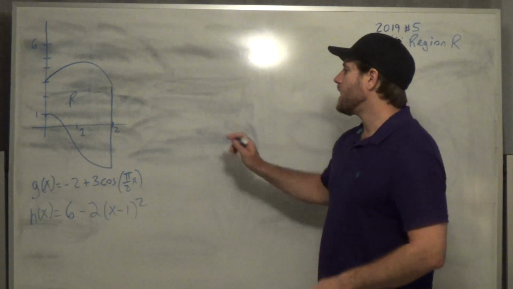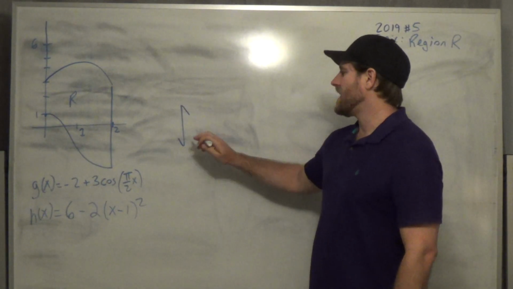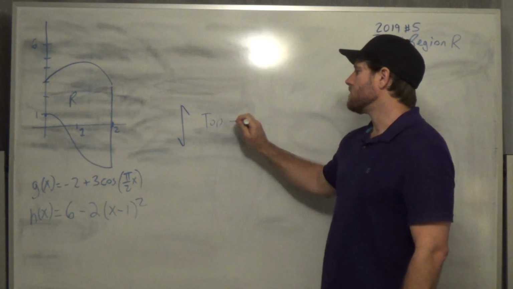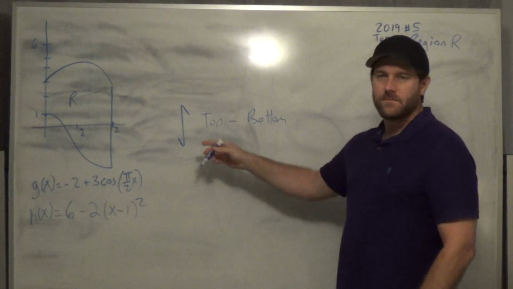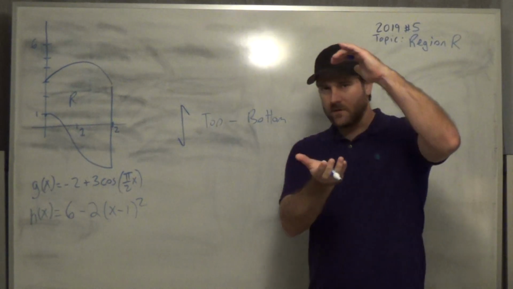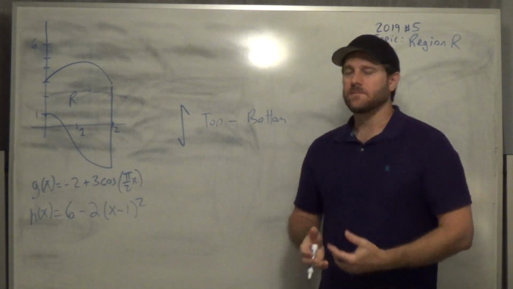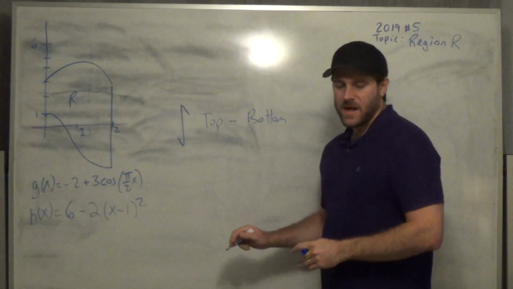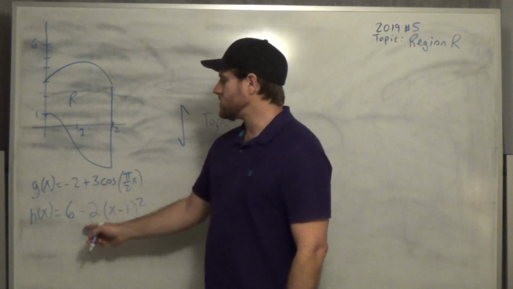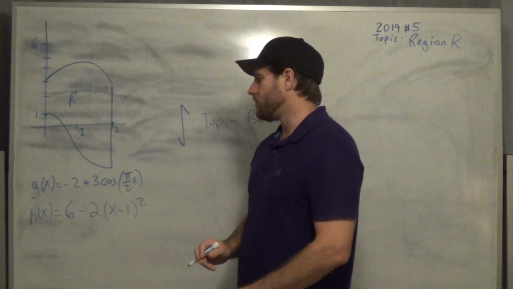Well, the area of any region is just the integral, and then it's the top equation minus the bottom equation. That's the general setup: area of a region, top minus bottom, and you just integrate it. But here's the thing, you need to know which equation is on top and which is on bottom. In this particular question, they gave you the equations. They didn't tell you which was on top or bottom.